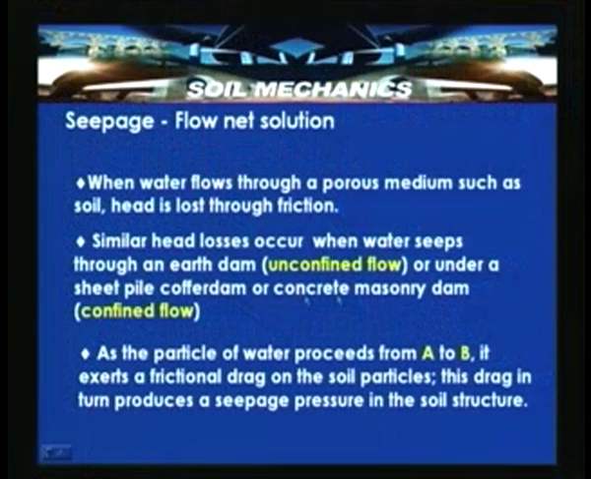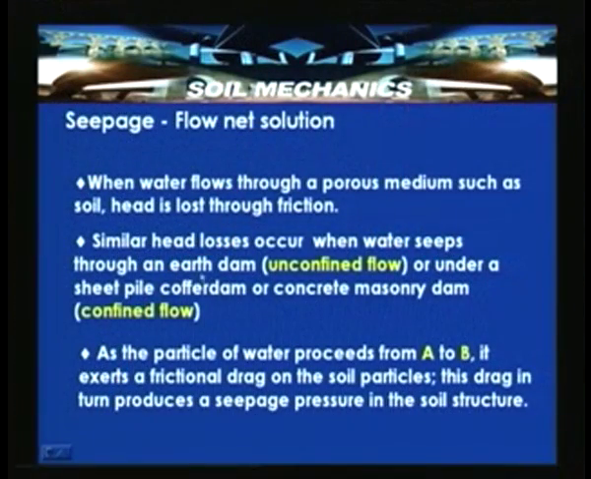So, pore pressure in the steady state flow conditions, which is defined here. When water flows through a porous medium such as soil, head is lost through friction. If you recollect again, when water flows through a soil medium or a porous medium, head is lost through friction. Similar head losses occur when water seeps through an earth dam.